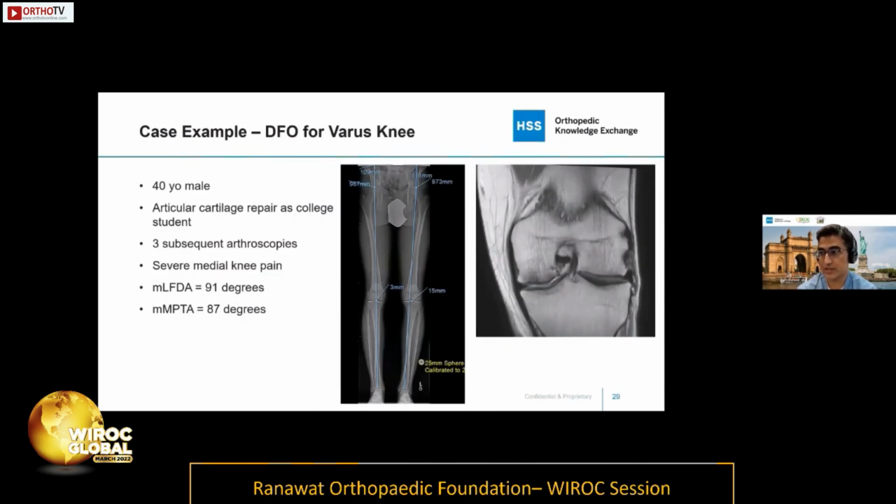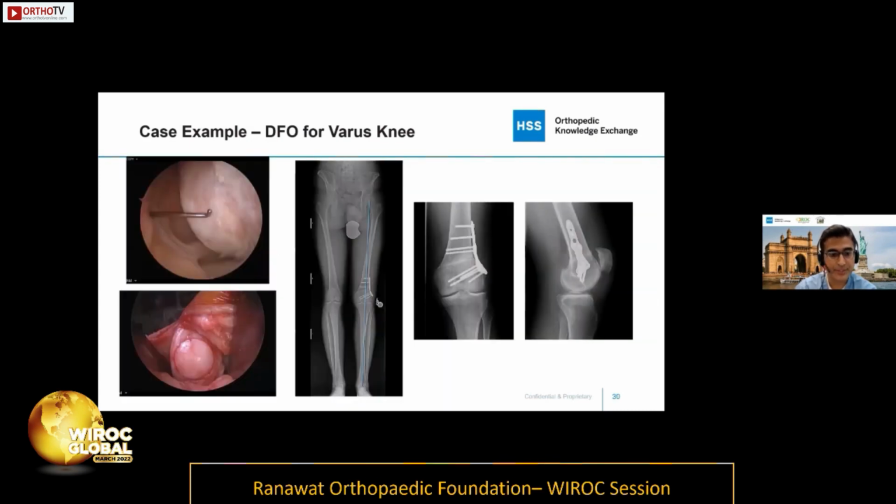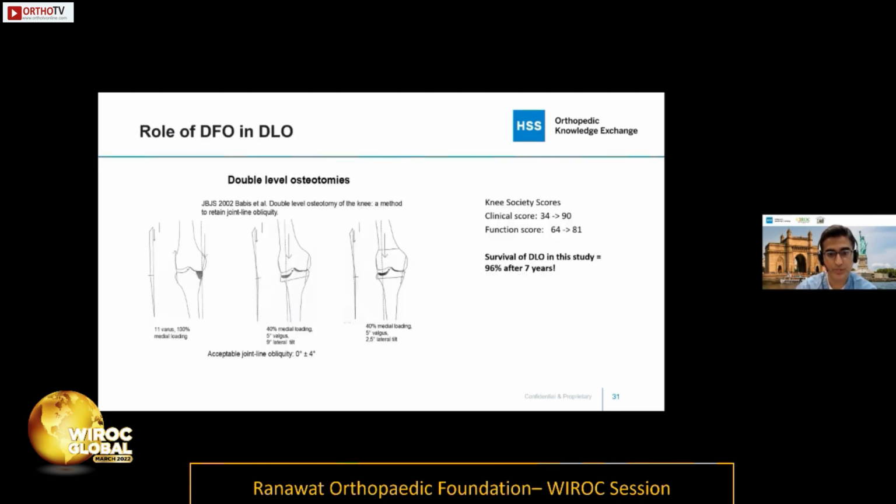And then finally, is DFO always done for valgus? So here's a case of one done for a varus knee, and this is where the importance of planning comes in. This patient, left side, varus knee. He had articular cartilage repair as a college student, not clear what he had done. Now age 40, presenting with severe medial knee pain, having failed multiple knee arthroscopies. MLDFA of 91, MPTA is normal. So what we decided to do here is correct his varus through the femur. So I did an osteochondral allograft to resurface the articular surface here, and did a lateral closing wedge DFO to restore his mechanical axis just over to the lateral tibial spine.